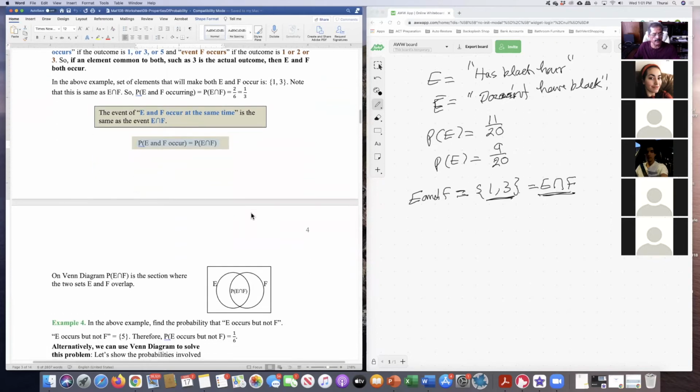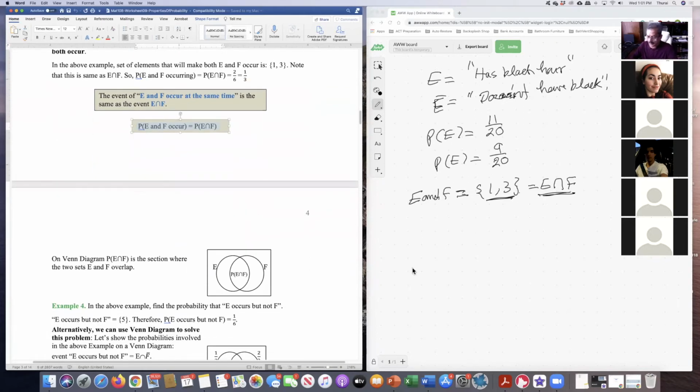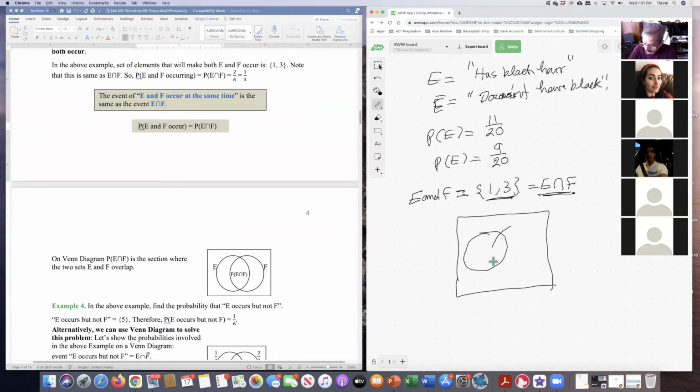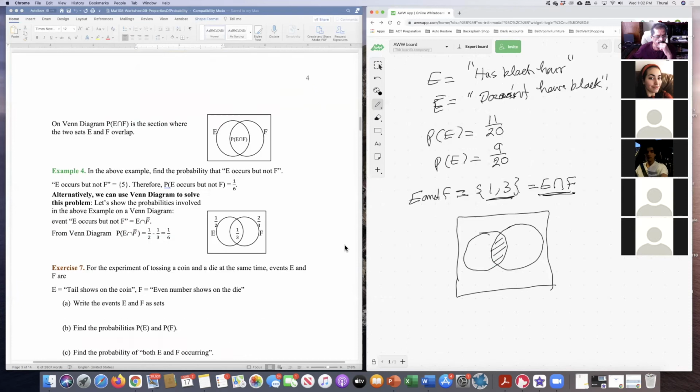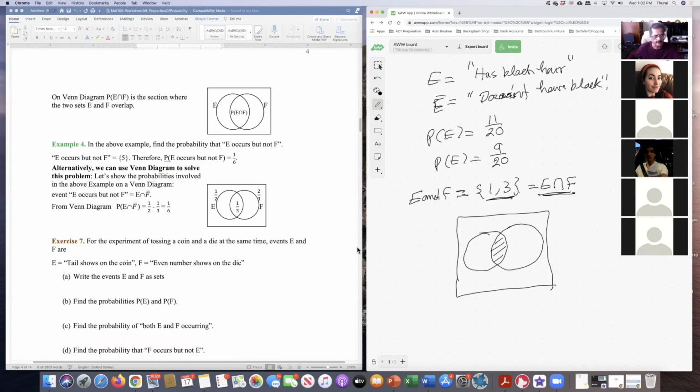Now, if you're using a Venn diagram, then let me go to the board. On a Venn diagram, the two events will be shown as 2 circles, and which part represents both events occurring? The intersection right here. So E intersection F is exactly the event of both occurring, and in the Venn diagram, that is the common section.